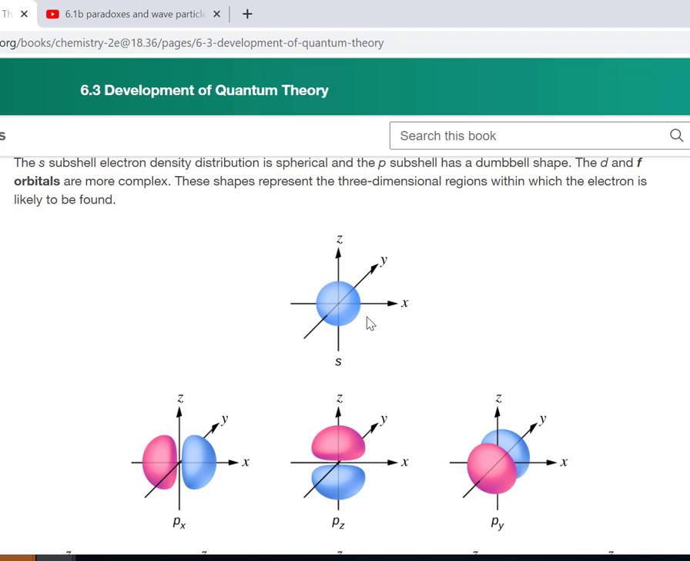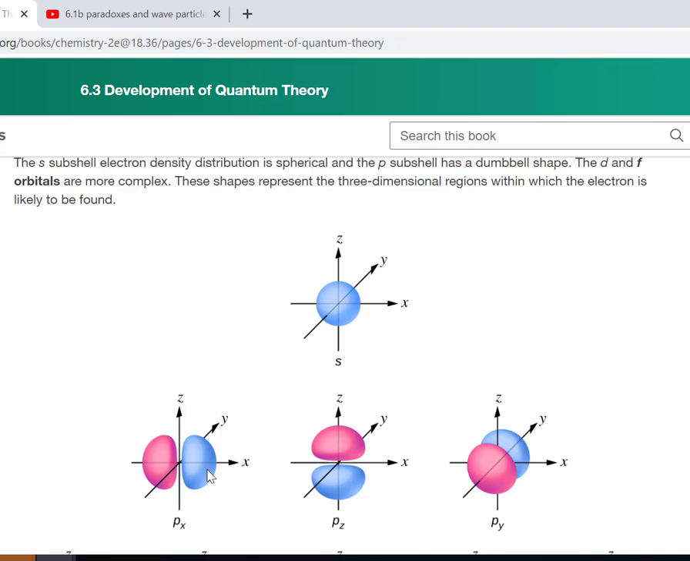So with an s orbital, there's no node, or there's not necessarily a node, I should say. With the p orbital, there is always a node, and the node is going to be a plane that goes through the nucleus. And so what you have is a lobe on one side of the nucleus and a lobe on the other side of the nucleus.